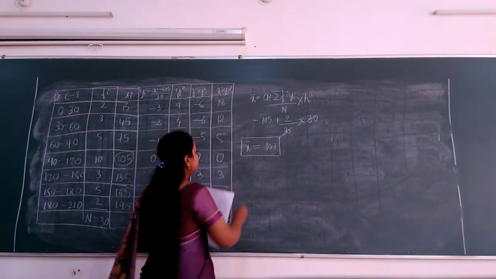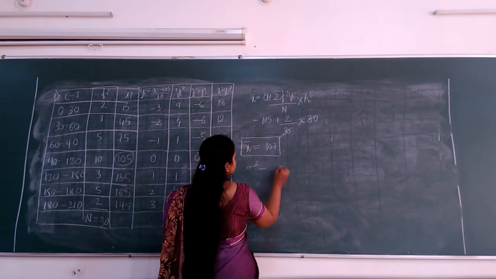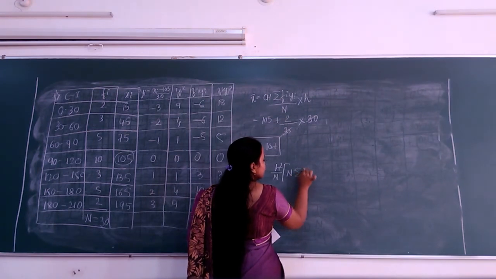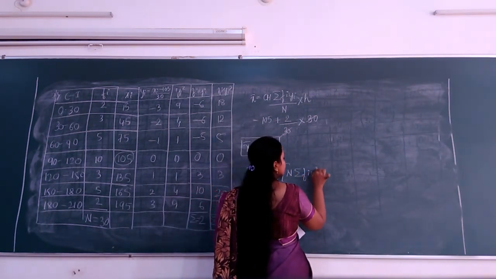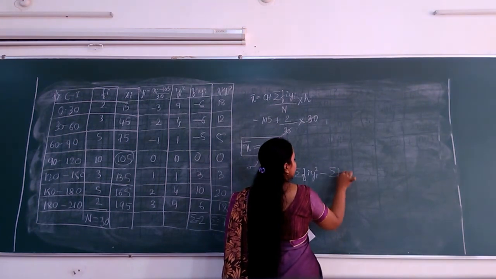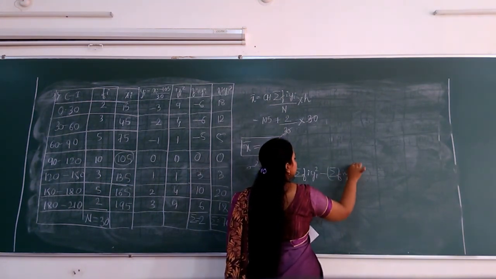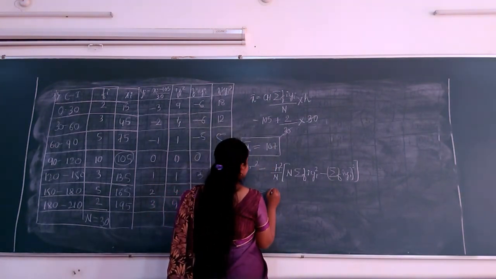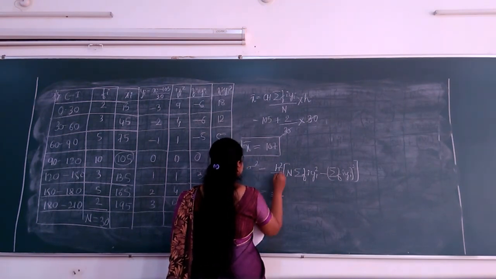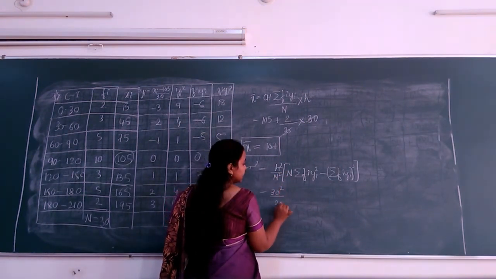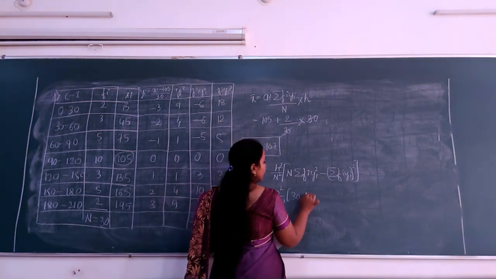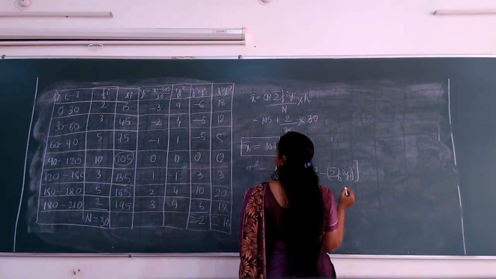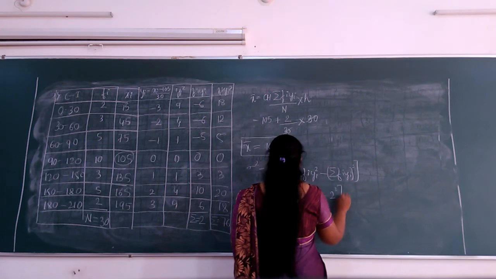Now we know the mean. What will we calculate? The variance. So variance is equal to h square by n square, into n into summation of fi into yi square minus summation of fi into yi whole square. What is the width? It is 30 square divided by n, which is 30 square, into 30 into summation of fi into yi square, which is 76, minus summation of fi into yi, which is 2 square.